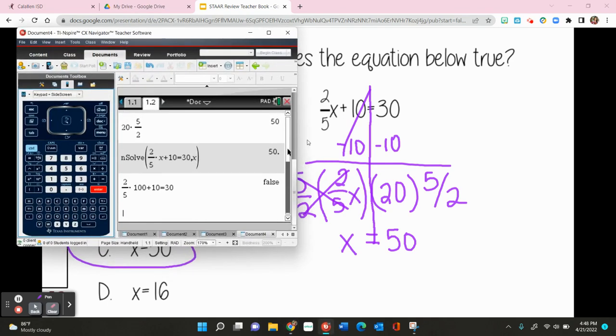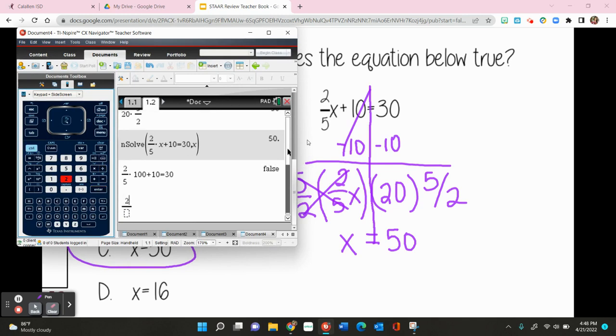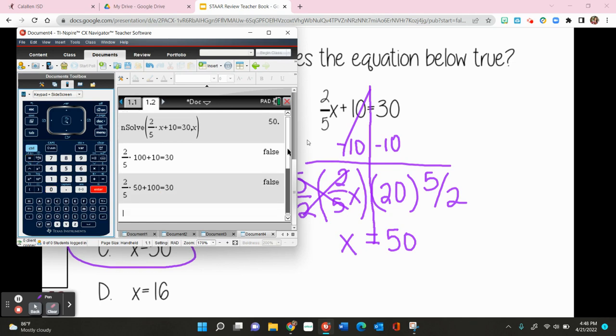I'm going to go ahead and now substitute 50 for x, and that way you can see what your calculator would return back to you then. So here we're going to take 2 over 5 times 50 plus 100 equals 30. And here it returns back to you that it is false, and that is because I typed this in incorrectly.